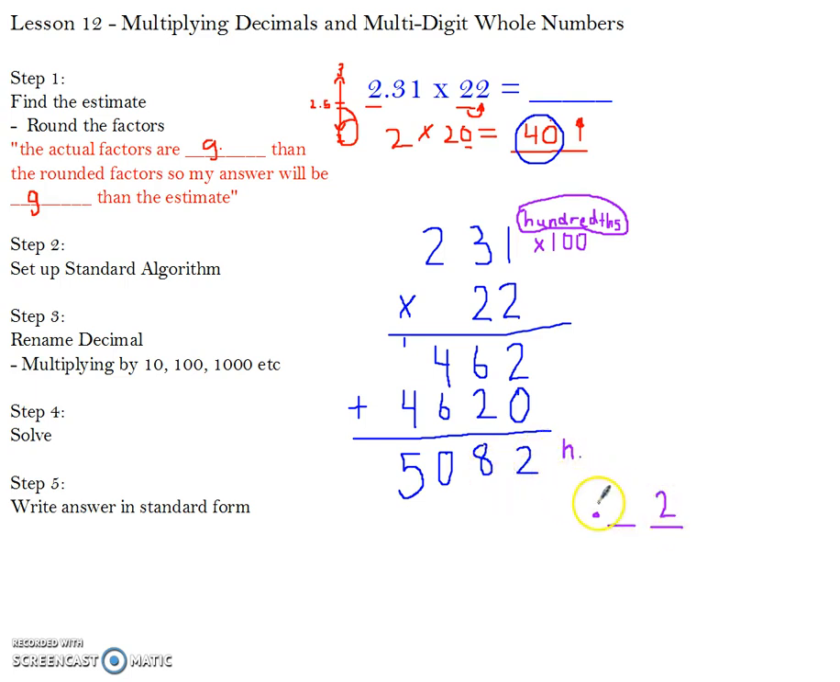So 2, 8, 0, and 5. So my answer becomes 50 and 82 hundredths, which is greater than 40 and a reasonable answer according to my estimate.